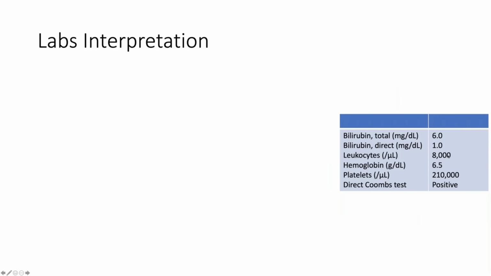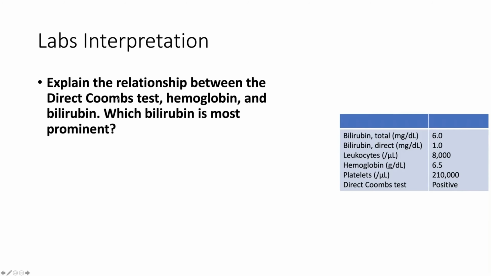So we'll do a quick lab interpretation. What I'm going to ask is explain the relationship between the direct Coombs, the hemoglobin, and the bilirubin. Because again, we're trying to make essentially a pathophysiologic chronology from just the labs. Grace? So the direct Coombs is positive. Are we suspecting possibly that they have hemolysis, and that would be why they have an increased indirect bilirubin?